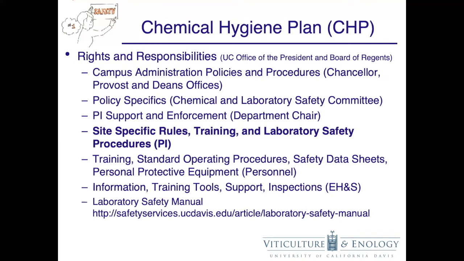Campus administration policies and procedures are the responsibility of the Chancellor, Provost, and Dean's offices. Policy specifics is the responsibility of the Chemical and Laboratory Safety Committee. PI support and enforcement is the responsibility of the department chair. Site-specific rules, training, and laboratory safety procedures are the responsibility of the PI. Personnel are responsible for taking the training, understanding standard operating procedures, reading safety data sheets of chemicals used in the lab, and wearing personal protective equipment. Safety information, training tools, support, and inspections are the responsibility of the campus Environmental Health and Safety team. Again, this plan with detailed information can be found in the Laboratory Safety Manual.